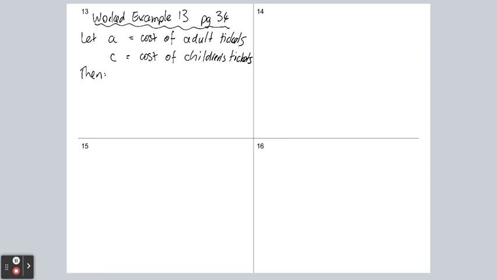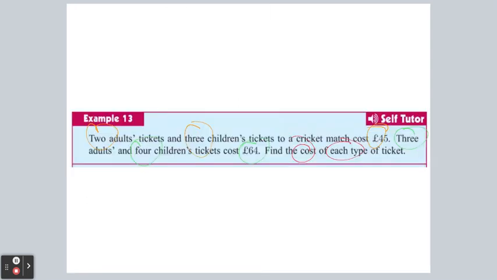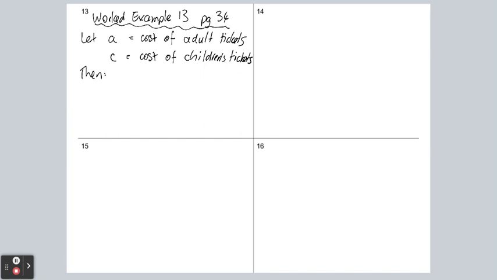Okay, then look at our orange facts here. 2 adults and 3 children's tickets cost £45. Now, I think I would be overblowing it if I didn't go straight to the equation there. It is 2A + 3C = 45.